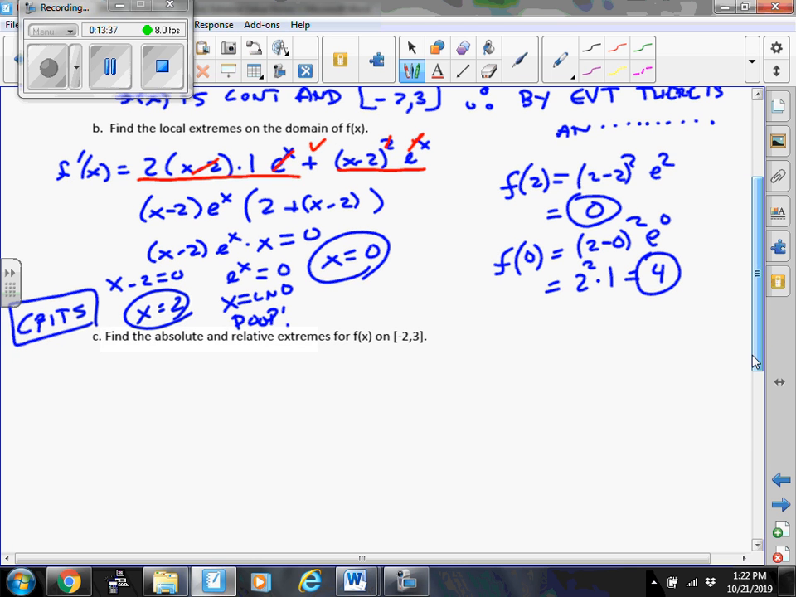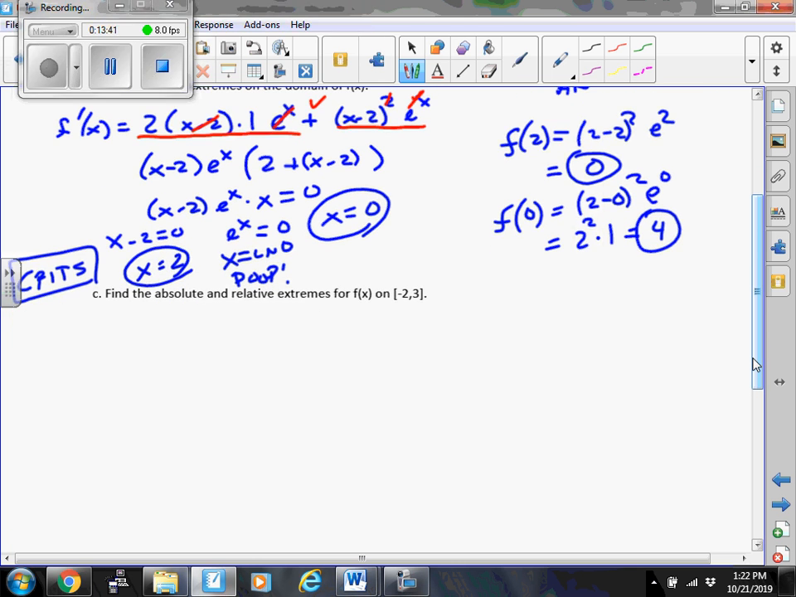Next part says find the absolute and relative extremes for f(x) on a closed interval, which means I'm guaranteed to have an absolute max and absolute min. So right now, step 1, endpoints: it's -2 and 3. Step 2, crits: I've already found them for you, and this showed you how to do that. I got 2 of them.